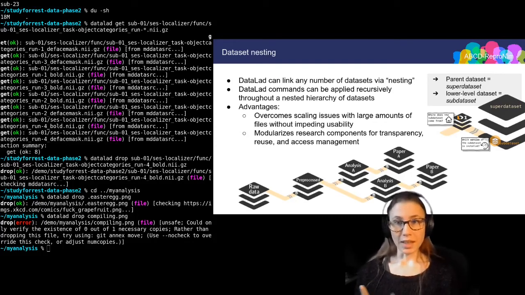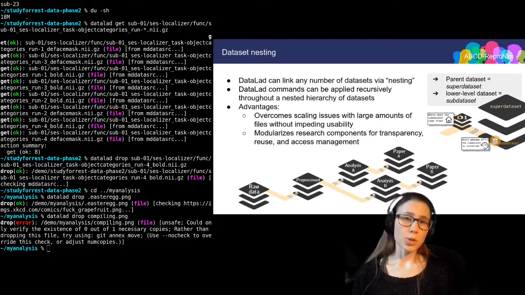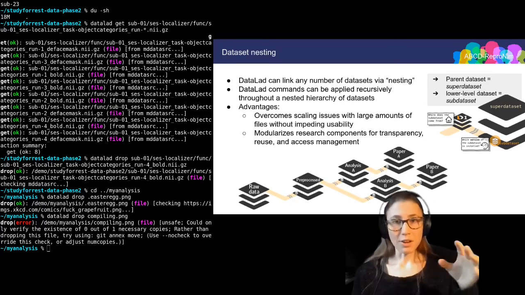A dataset that contains another dataset, just for terminology, is sometimes called a super dataset, and the included dataset is then called a subdataset. But apart from the hierarchy level, there's no difference between them.